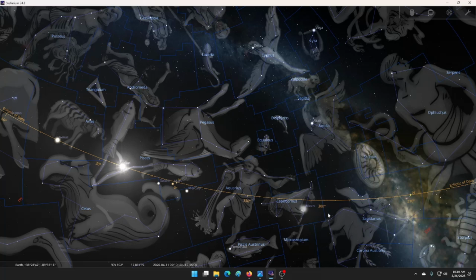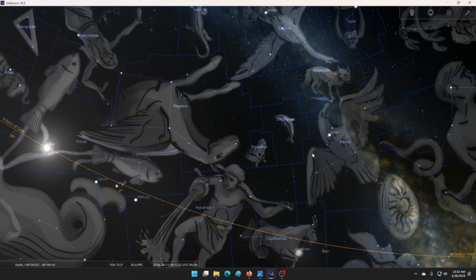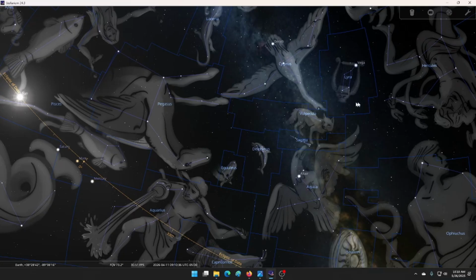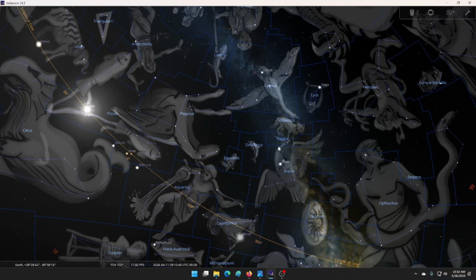So here's Capricorn, and above Capricorn we have Aquila the eagle. You have Delphinus the dolphin. You have Sagitta the arrow. You have Vulpecula the wolf. You have Cygnus the swan, and you have Vega the lyra, the musical instrument.